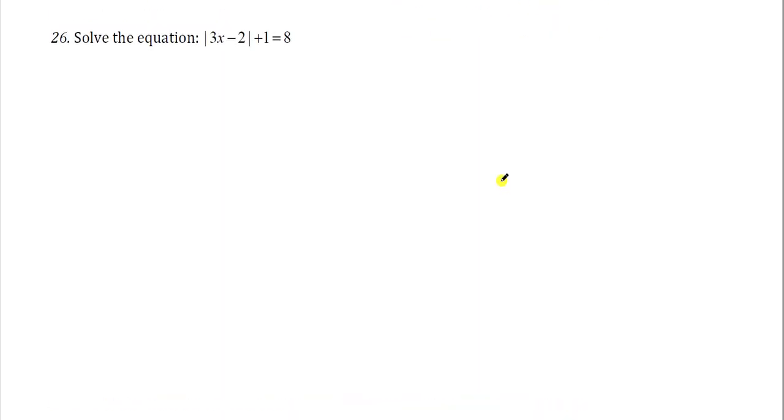The next problem, we are solving the equation. This is an absolute value equation. So before solving any absolute value equation, we must isolate the absolute value on one side, so we subtract 1 on both sides. Subtract 1, we got 7.